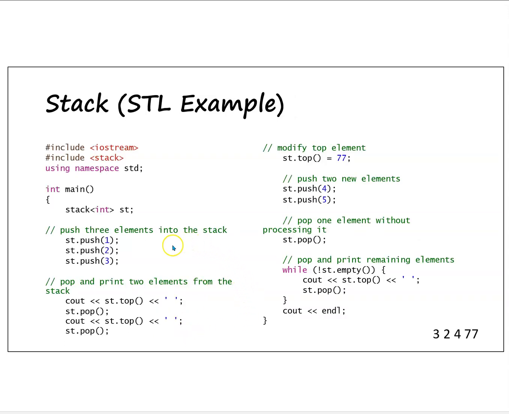So here's a very simple example. We push 1, 2, and 3 on the stack. We're going to print out the top, which would be 3, because remember it's LIFO. We're going to pop it, and then we're going to print the next item, which would be 2, which is also LIFO. We pop it. We're going to modify the remaining element and make it 77 instead of 1. We're going to push 4 and 5, so 5 would now be on the top of the stack. We're going to pop the first one, and then we're going to go through and print the rest, which would be 4 and 77.